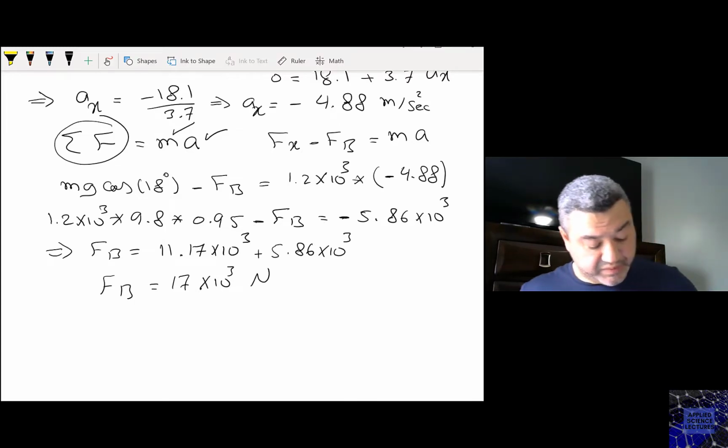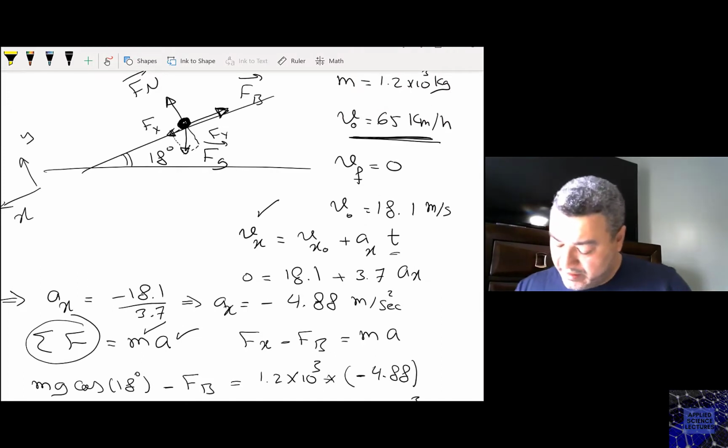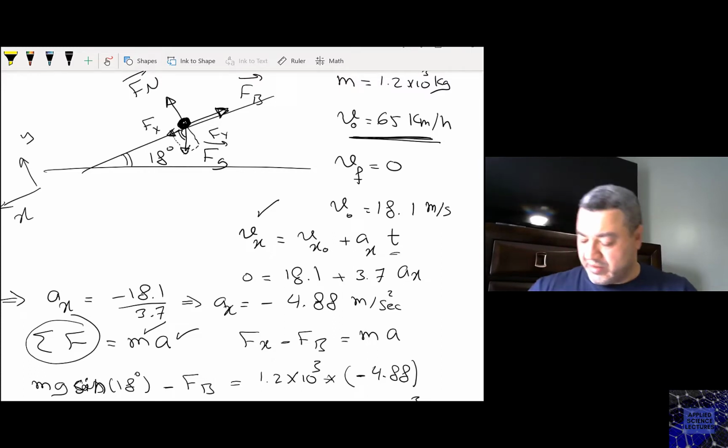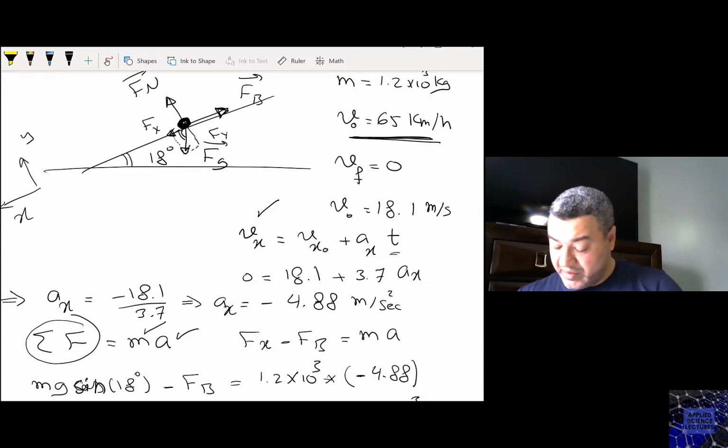18 degrees from the horizontal. Yeah, yeah, it is sine. It is sine, not cosine. It is sine because this is 18. This is my angle of projection. It is sine. So let me see here.